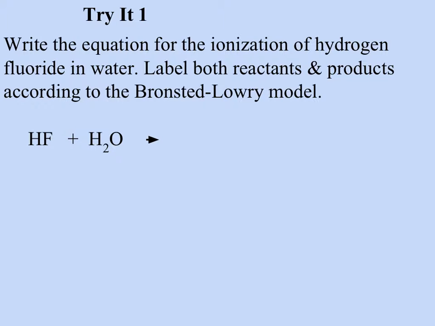So I would label the HF as the acid because it gives up its hydrogen ion, and that means it becomes the conjugate base because it donated its hydrogen and no longer has it. Water, on the other hand, starts as the base because it gains the H+, and that means it is now the conjugate acid. So those would be the correct labels for hydrogen fluoride in water.